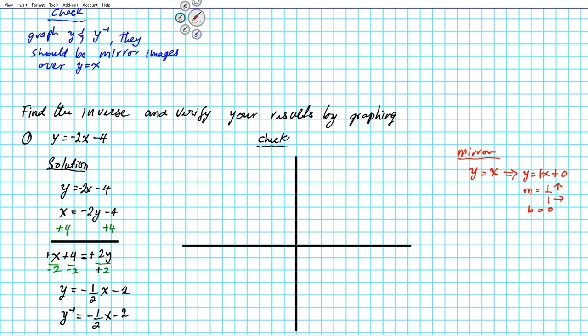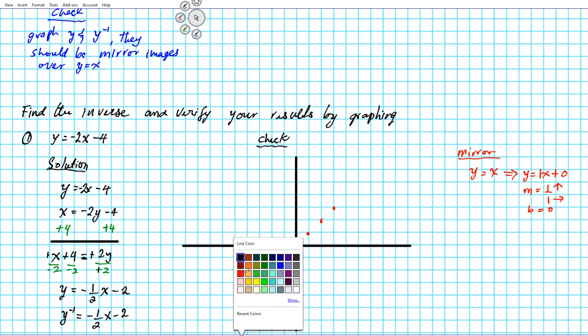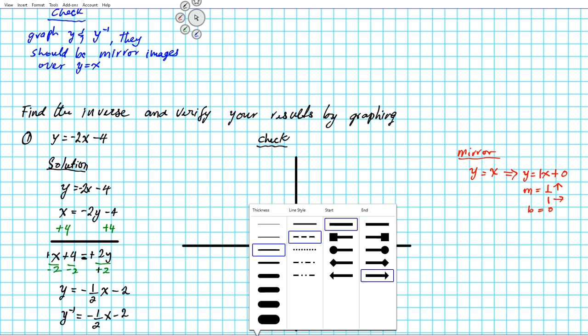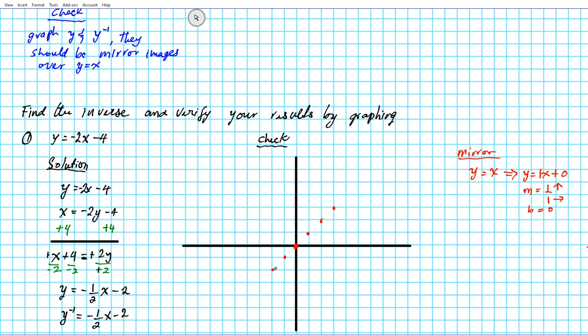So we'll start from 0, rise 1, run 1, rise 1, run 1, rise 1, run 1. It's like a diagonal, right? So there goes your mirror line. We're going to use a dotted line for this one, reason being that this is not really the result. It's just a reflector right here. So let's draw the line right down the diagonal like that.